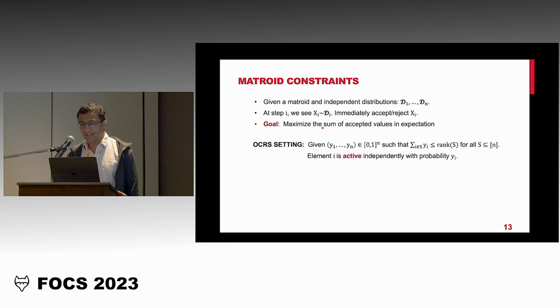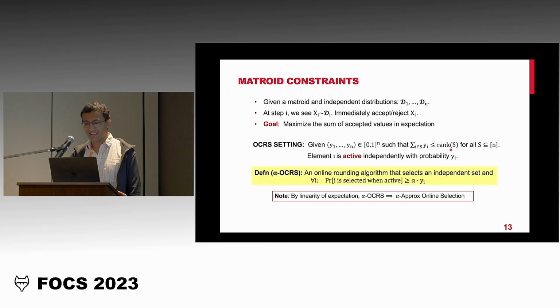Maximize the sum. An OCRS works like this: I give you a fractional solution inside your matroid polytope. The matroid polytope is, for every subset, the summation of yi is at most the rank. Element i is active with some probability yi, whether you accept it or reject it. And an alpha OCRS, or a half OCRS, whatever factor you're aiming for, is such that you can guarantee that the ith element will be taken with at least alpha chance if it's active. And by linearity of expectation, it will give you the alpha profit guarantee for the corresponding setting. Good.